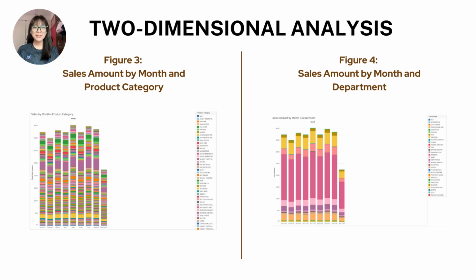Two-dimensional analysis combines two dimensions to enable comparative insights. Sales amount by month and product category shows how different categories perform over time, while sales amount by month and department further analyzes how departmental sales change across months, providing deeper insight than single-dimension summaries.